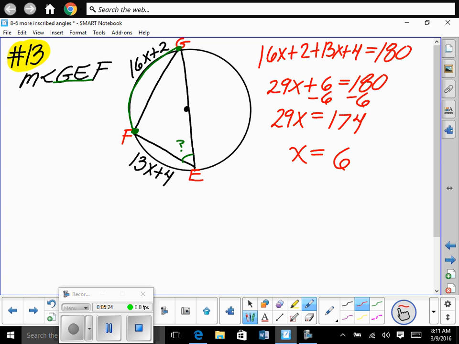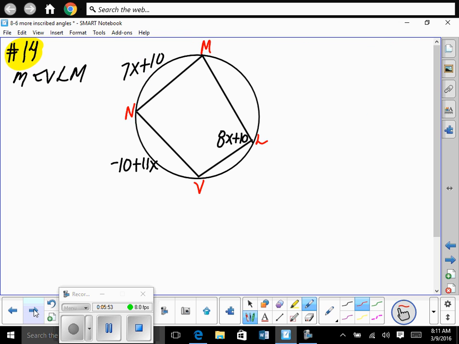So if x is equal to 6, awesome, then we can figure out the arc. So this arc will be 16 times 6 plus 2, which is 98 degrees. So if this is 98 degrees, what's this angle? Half that, right? Because it's an inscribed angle on that arc. So you got 49. Good. Questions?